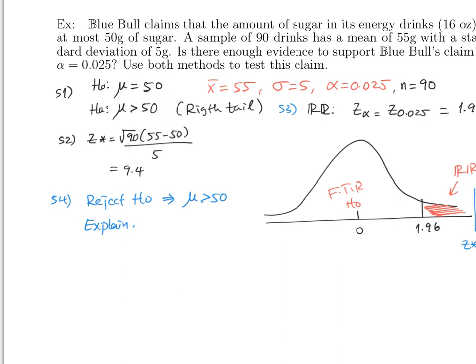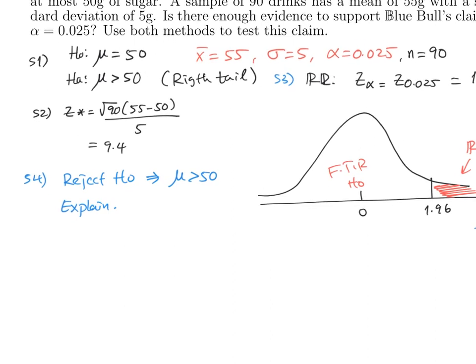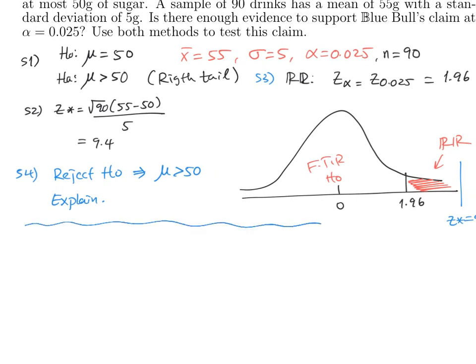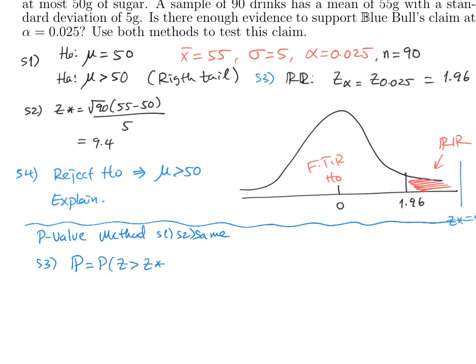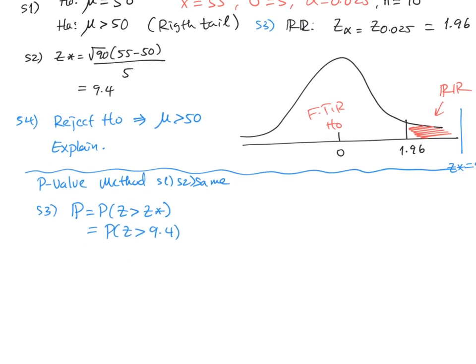All right, any complaints on this? Try the p-value for 1 minute and see what you get. So let me just do this part for you. Remember, for the p-value method, step 1 and step 2 are the same, so you can start in step 3, where the p-value is also going to be the probability that Z is greater than C star, which in this case is the probability that Z is greater than 9.4. You can use the table or the calculator. So just try that for 1 minute.